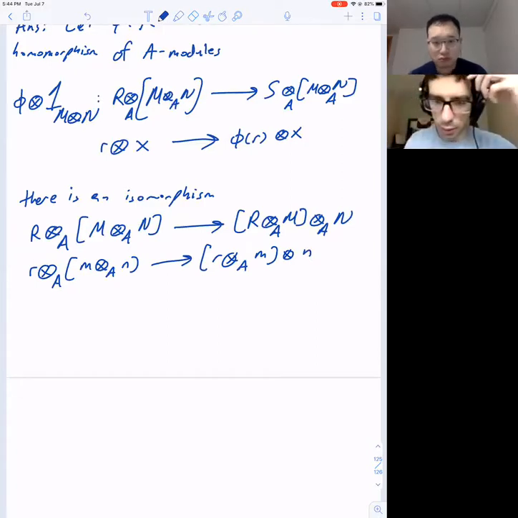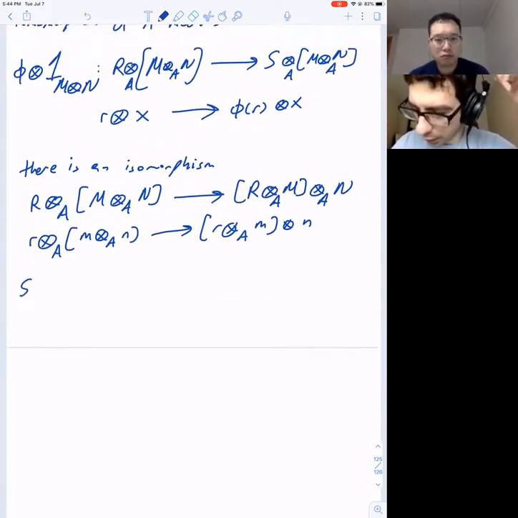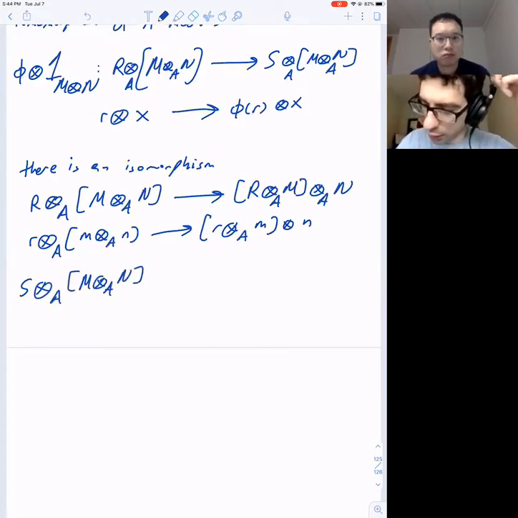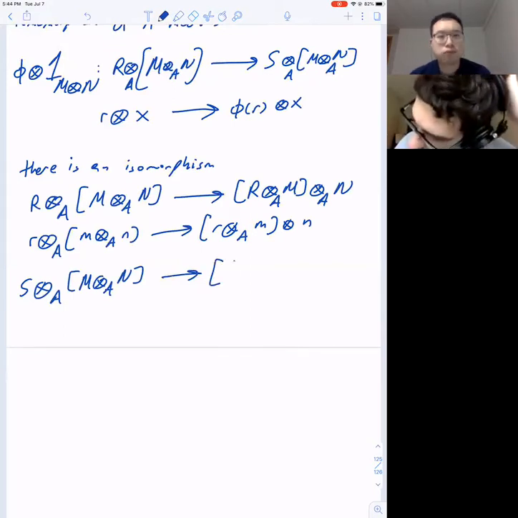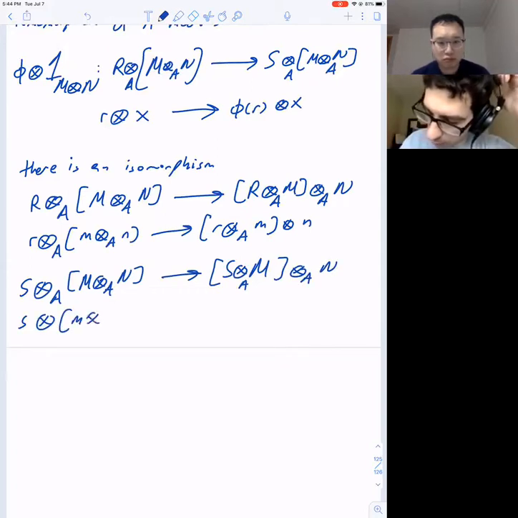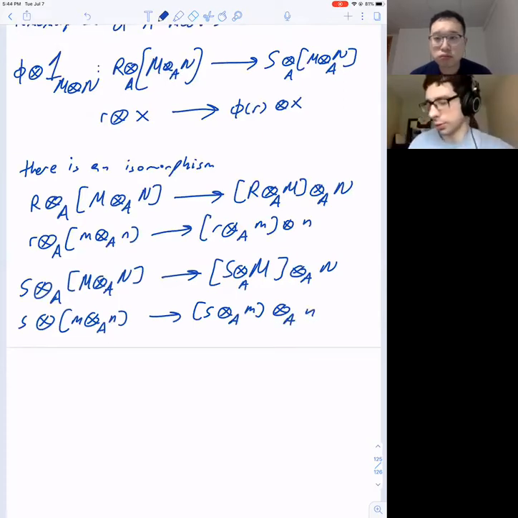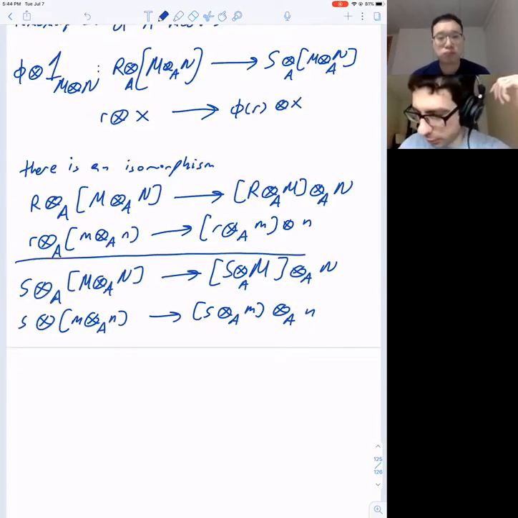And of course, similarly, there is another isomorphism. It maps elements of this module this way, M tensor N to S tensor M tensor N. So it's almost like identity, but it's not, but it's very similar.